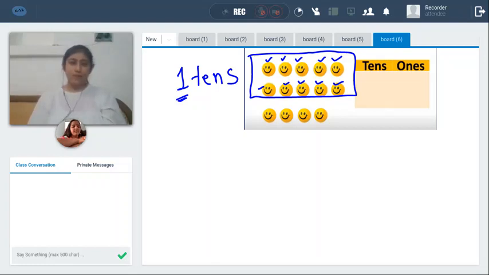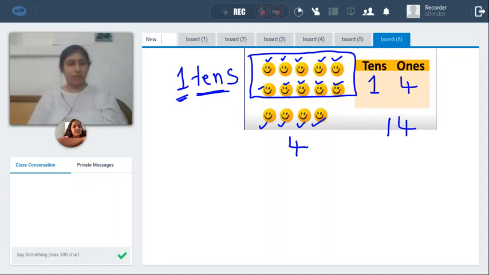And now let us count the rest. So we have 1, 2, 3, 4. So we have 4 single smileys left. So I'm going to place 4 at ones place and 1 under tens because I have 1 ten and I have 4 single smileys left. So the number becomes 14. Okay? Do you understand that? Yes. We'll take a few more examples, okay? So here, 1 goes under tens and 4 goes under ones, okay? So let us take one more example like that only.